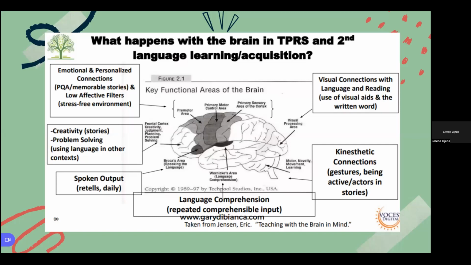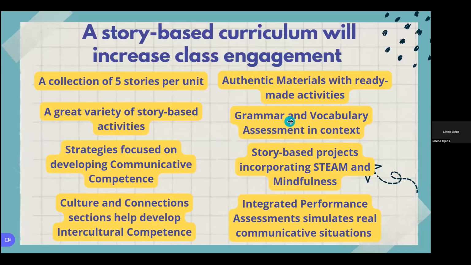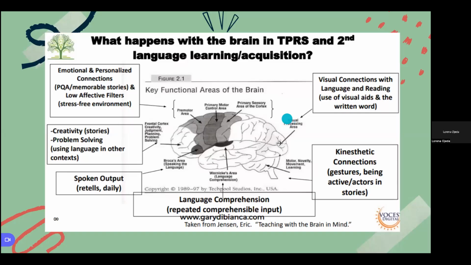And I also wanted to show you what happens with our brains when we use TPRS, teaching proficiency through reading and storytelling, which is what we did. And it's a combination of different approaches. We have first all the different areas of our brain. What happens when we make those visual connections, when we read and when we observe visuals, we activate the visual processing area at the back of our brain.